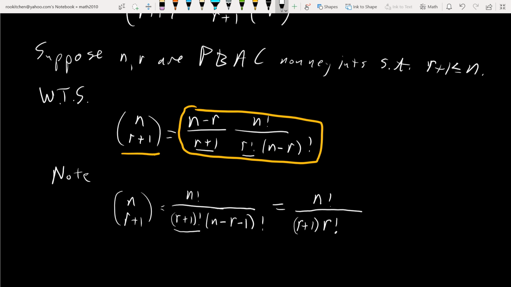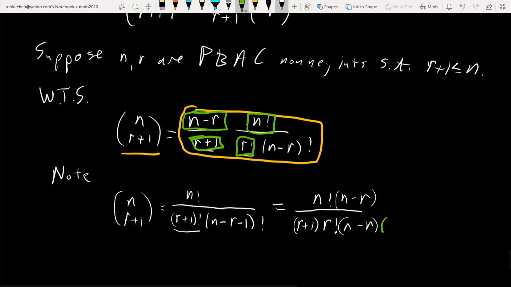Okay, so maybe in green, these are the things I have, right? I have this, I have this, I have this. Okay, I need an n minus r in the numerator. So you pull a trick. Just multiply top and bottom by n minus r. Okay, and now I also have this thing. So the only thing I need is the n minus r factorial. Okay, so what do I have left from the previous step? I have n minus r minus 1 factorial.